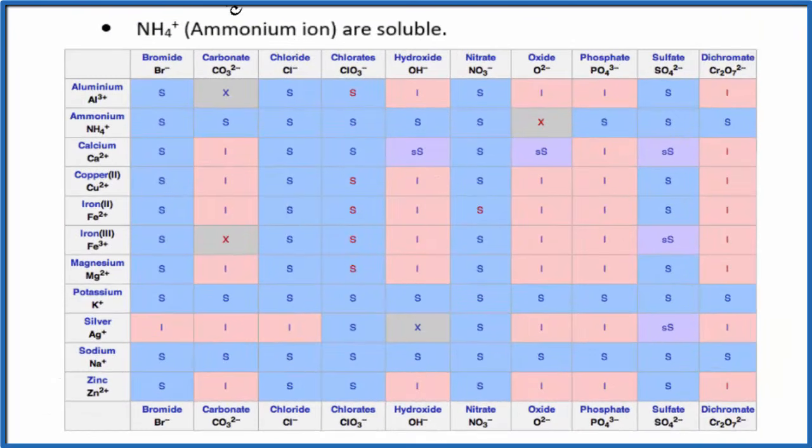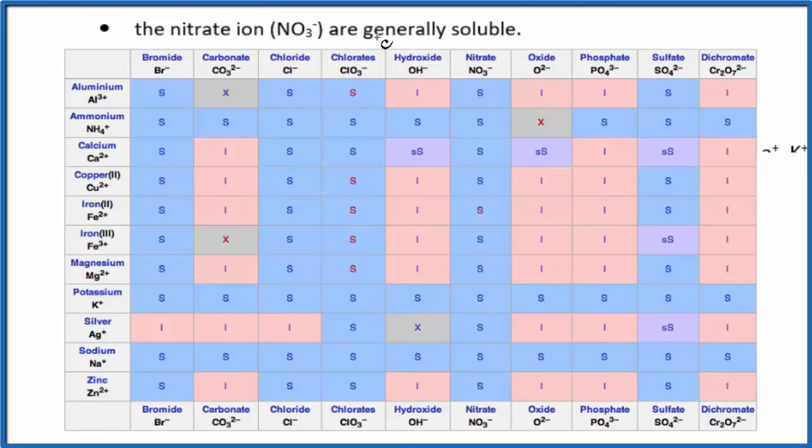The second rule says that compounds with NH4, the ammonium ion, they're soluble. Here's the ammonium ion. And as we go across, we have an S for almost everything. We have one small exception here. If it has NH4, like NH4OH, NH4Cl, it's going to be soluble. Compounds with ammonium, they're soluble.